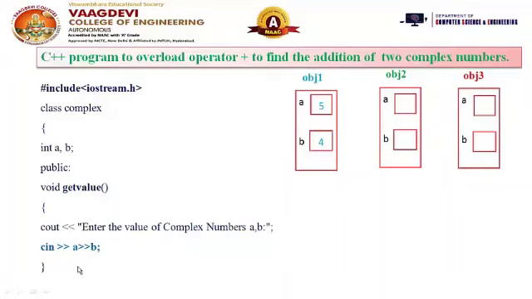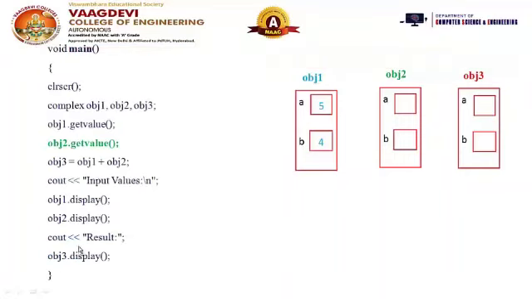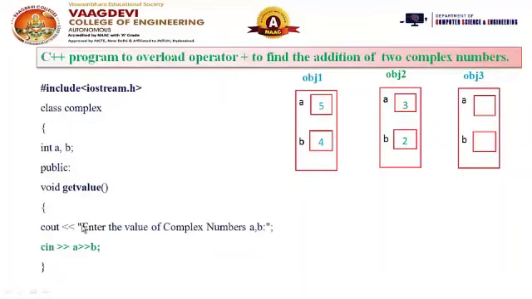And in the next statement, by using object2 and calling the getValue method, inside this method, by using the cin object, I am reading values. For example, here I am reading the values 3, 2 from the keyboard, and those values are stored in variables A and B in the second object.